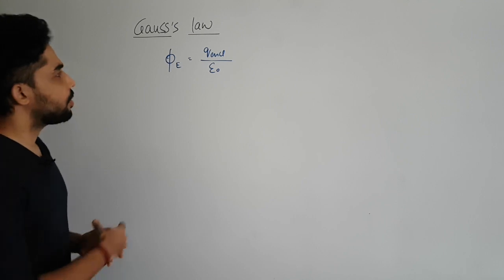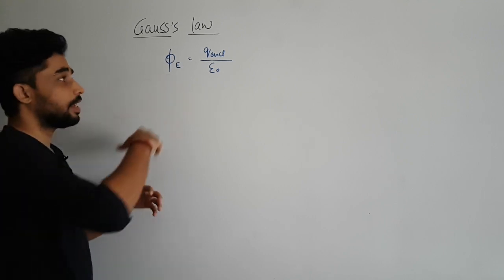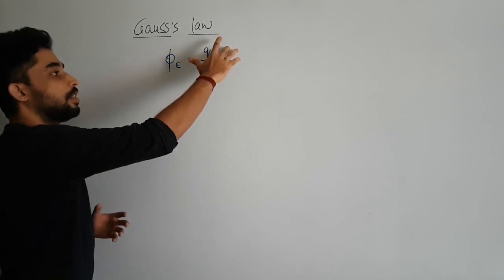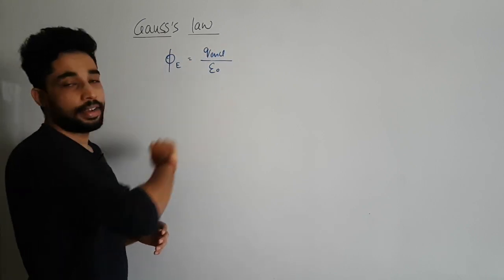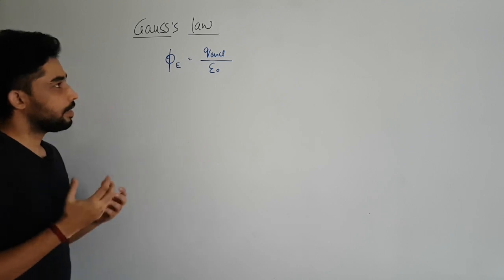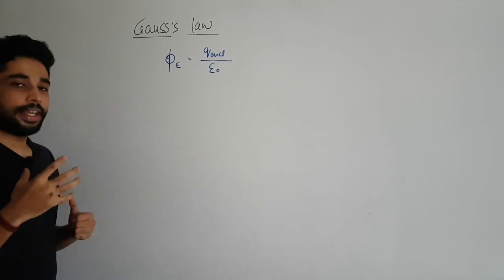So in this video, we'll learn what is Gauss law. As you all know, Gauss law is given as the net electric flux cutting across a surface is equal to the charge enclosed within that surface divided by epsilon naught. What does this really mean? Let's try to break it down one by one.